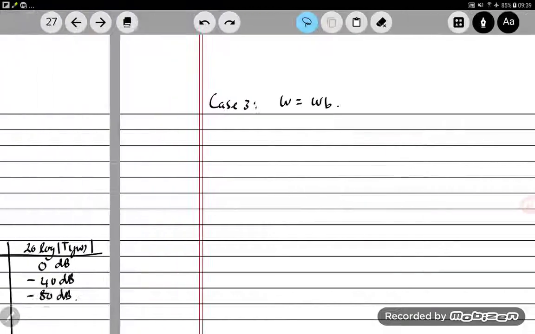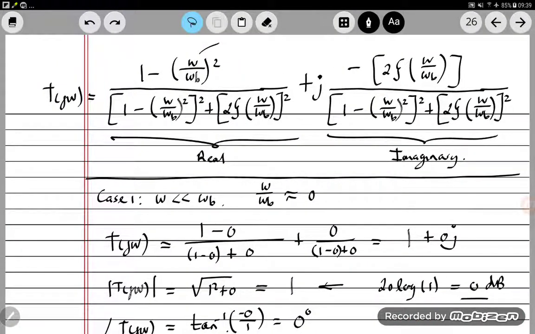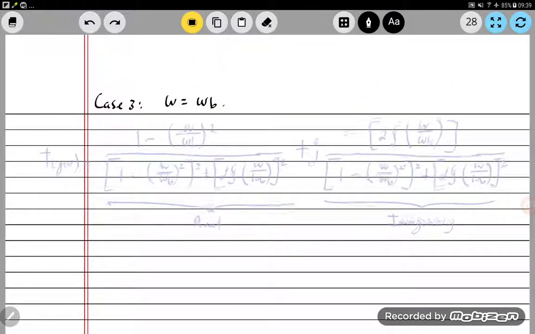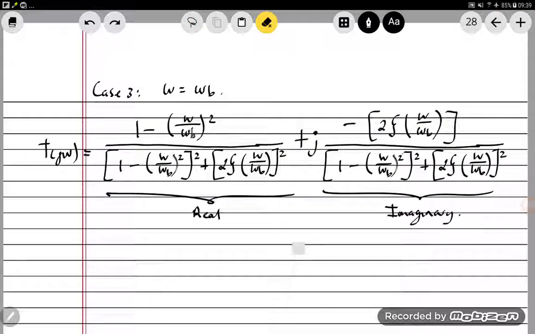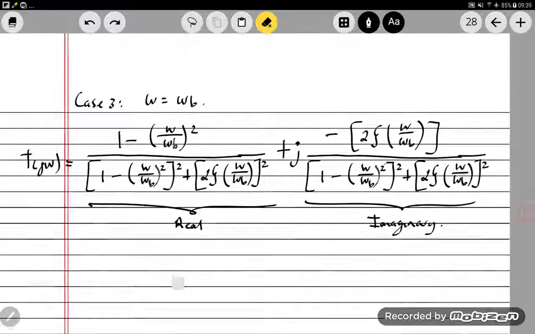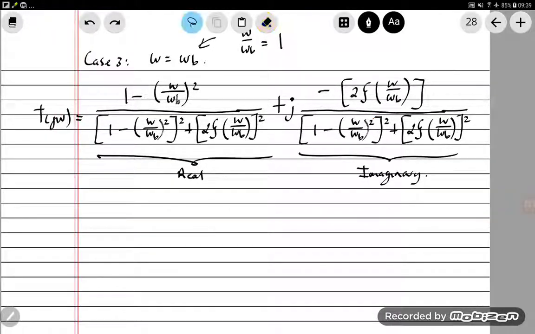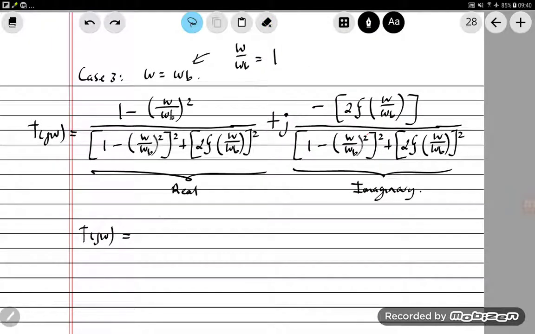Okay, we still have to go back to our original frequency response transfer function, which is this one. I'm going to quickly copy that. Right. Okay, so when omega is equal to omega b, well, the ratio omega over omega b is then just 1. Then our frequency response transfer function can simplify quite a lot. Then in our numerator of our real part, we've got 1 minus 1, well, that's then just 0.